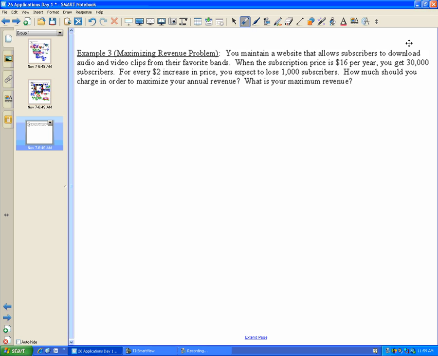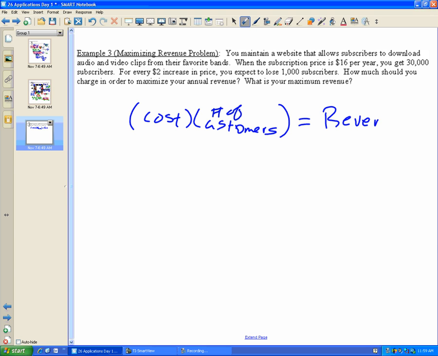So how do I make this into a problem? I need to remember that cost times number of customers is going to equal my revenue, my money. I want to maximize my revenue, make this number the largest that it can be.